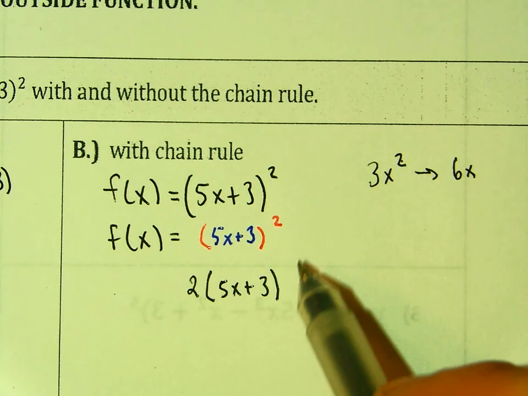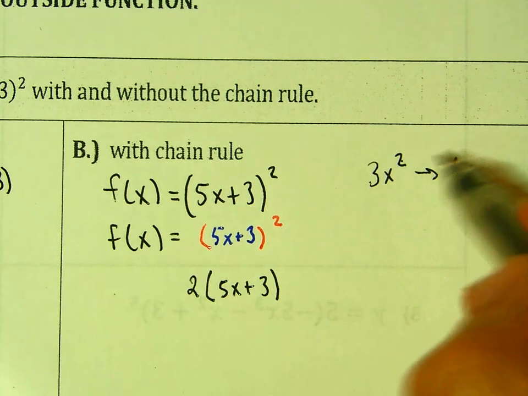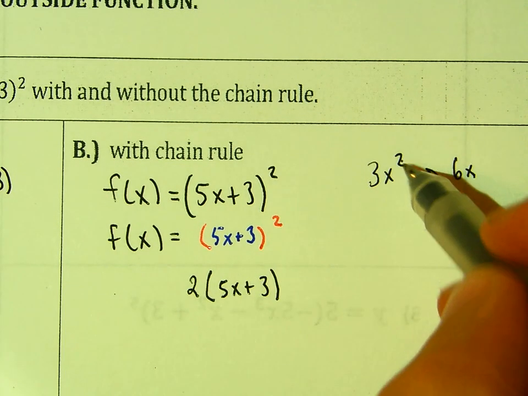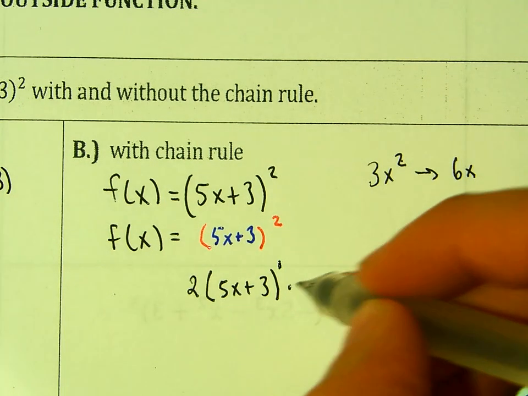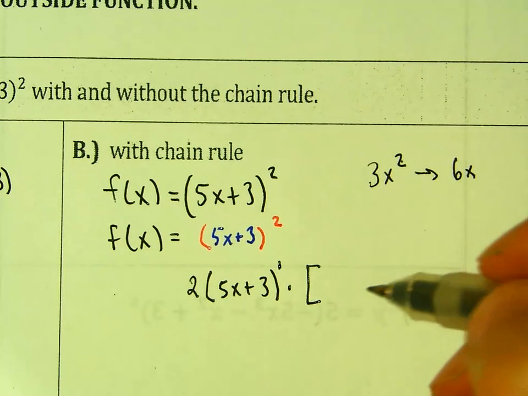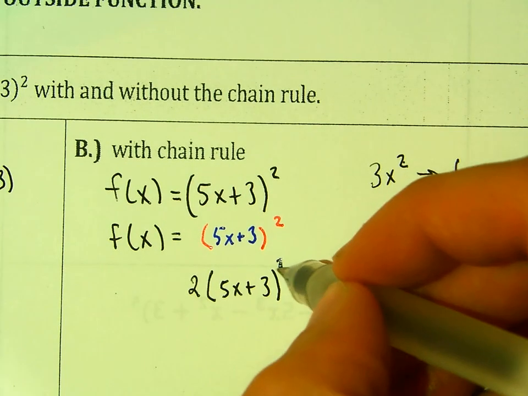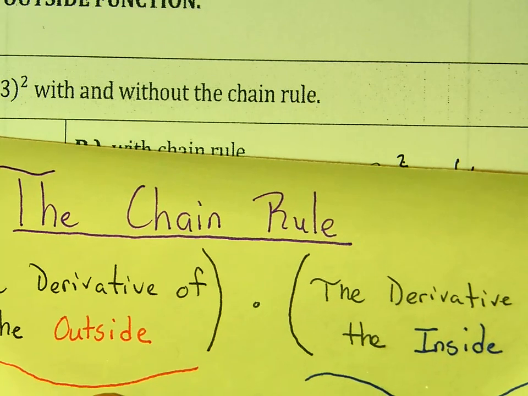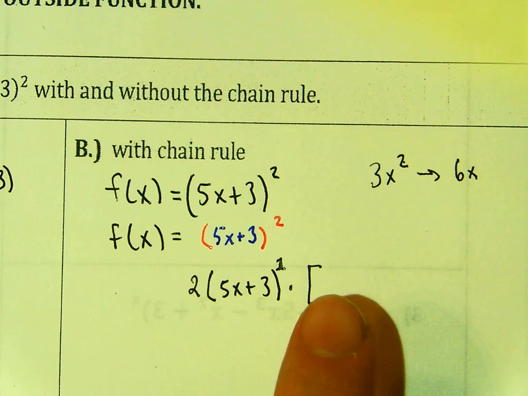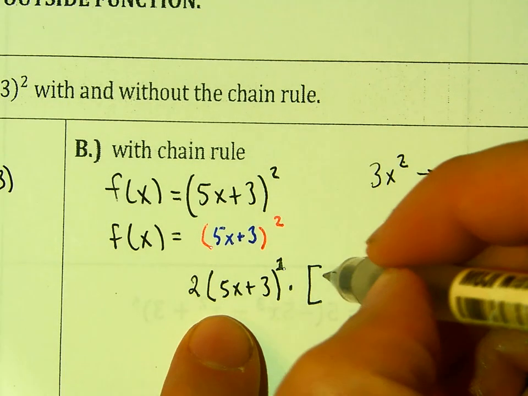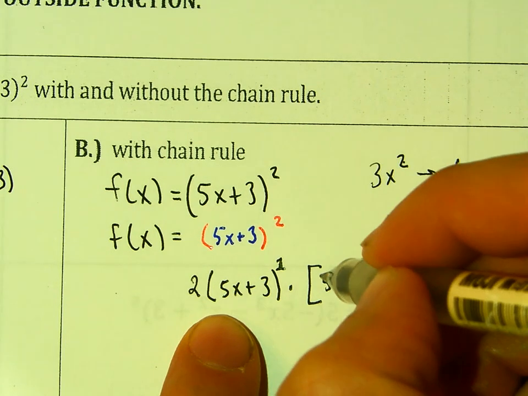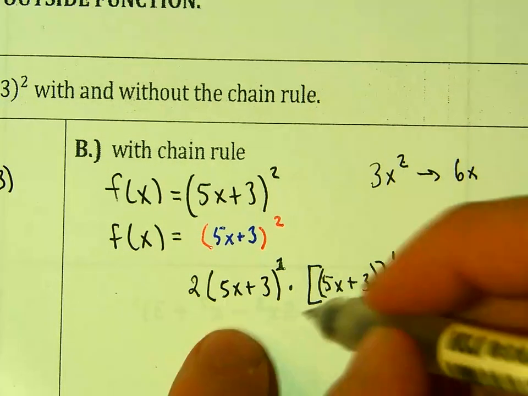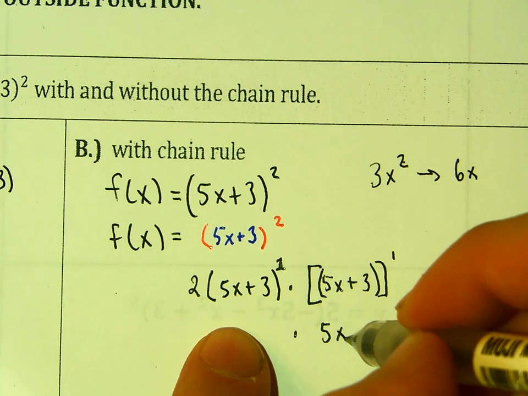And then we're going to take what's here. How do we take the derivative of the outside? What do I do with the exponent? It's 2 minus 1, so there's an invisible 1 here, and this is a 1, by the way. First we took the derivative of the outside. Now we're going to take the derivative of the inside. So what is the derivative of 5x plus 3? The derivative of 5x plus 3 is just 5x.